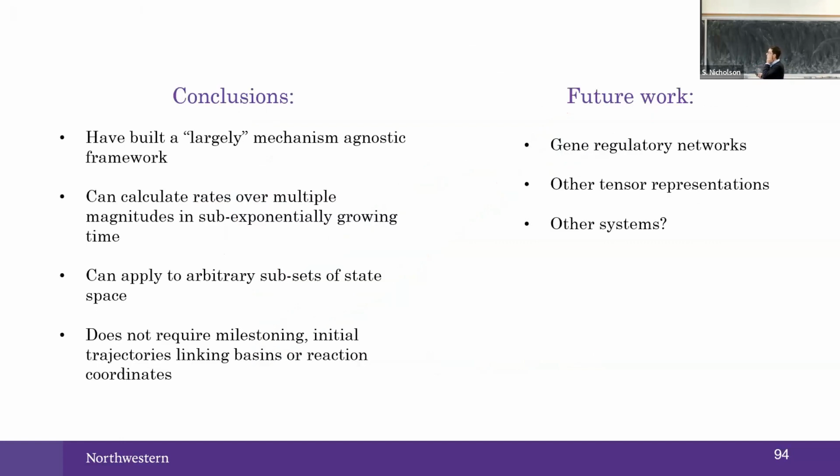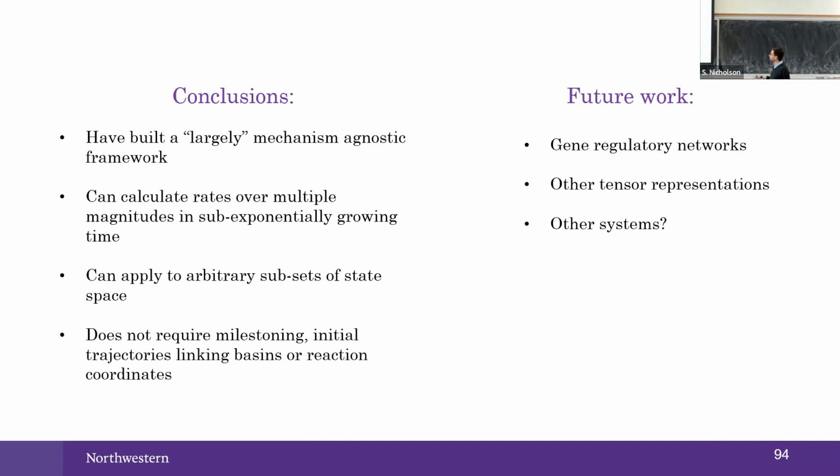Okay, so just to conclude, we've built a largely mechanism agnostic framework. If you give me a chemical reaction network, in theory I can encode it into a Doi-Peliti formalism, and then I can write it as a tensor network. Whether it's the right tensor network is another question. We've shown that we can calculate rates for these reaction diffusion systems efficiently over multiple orders of magnitude.